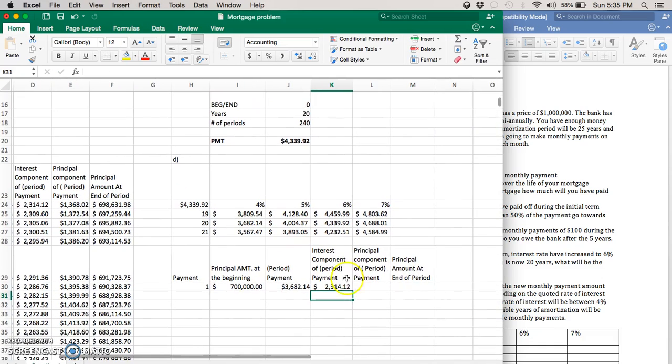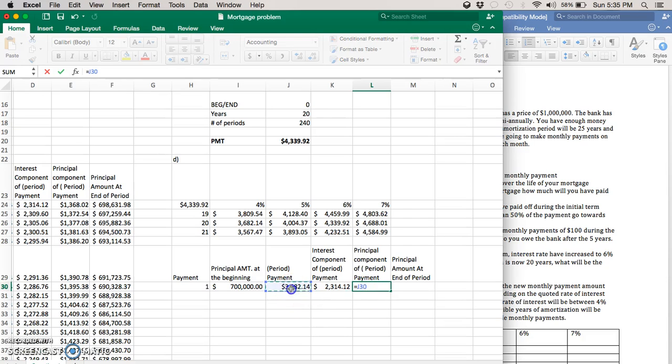And then your principal component of your period payment is simply going to be the entire period payment that you're paying minus the interest component of the period payment. And that's going to give you 1368. So at the end of the first period, which is going to be the first month, the principal amount at the end of the period is going to be 700,000 minus your principal component of the period payment.